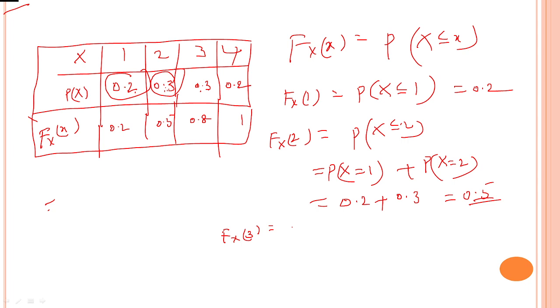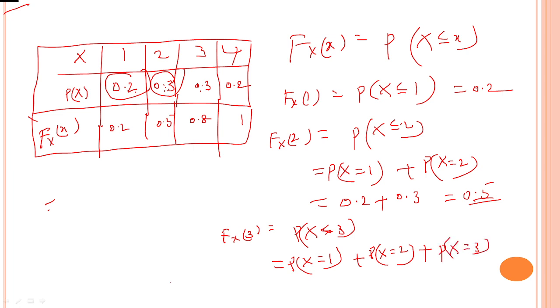PDF, P of x less than or equal to 3, means P of x equal to 1 plus x equal to 2, and the 3 value also is included, that is probability of x equal to 3. So therefore this is equal to 0.2 plus 0.3 plus 0.3, equal to 0.8. Like this we can calculate the PDF.